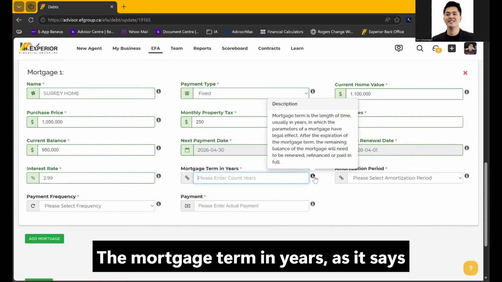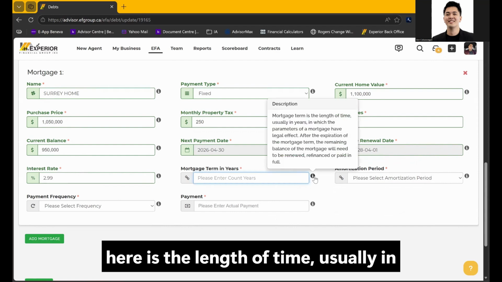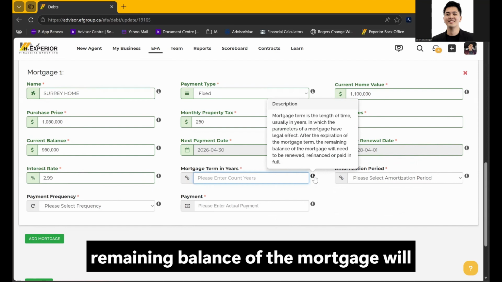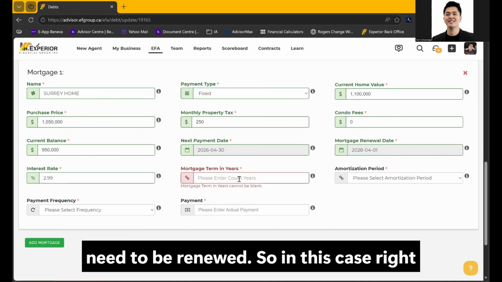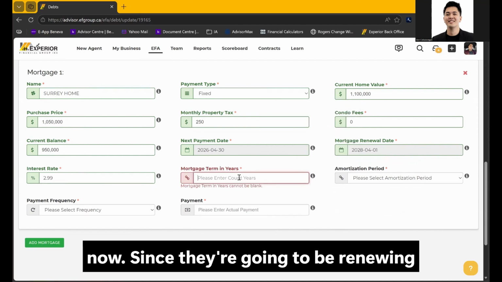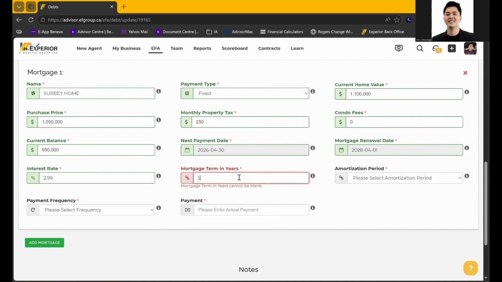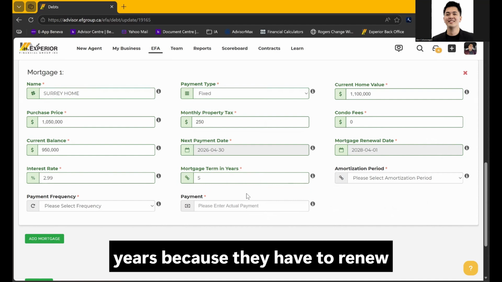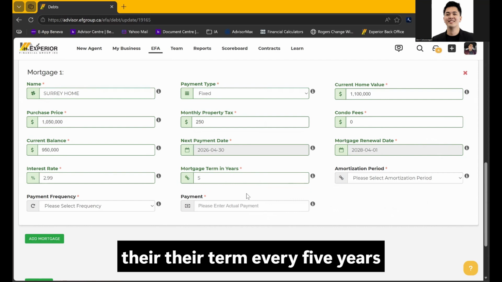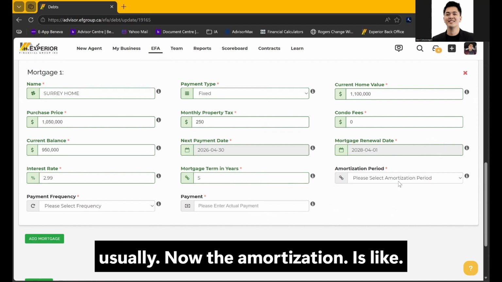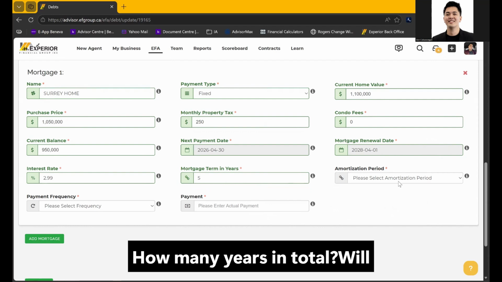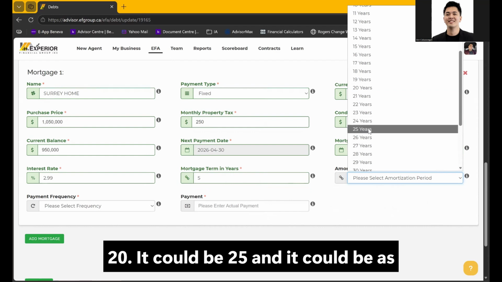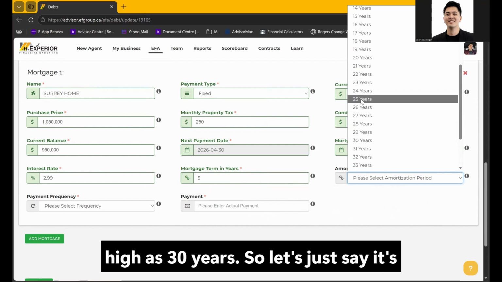Go to mortgage term in years. The mortgage term in years, as it says here, is the length of time, usually in years, in which the parameters of a mortgage have legal effect. After the expiration of the mortgage term, the remaining balance of the mortgage will need to be renewed. So in this case, right now, since they're going to be renewing in 2 years, the mortgage term is usually 5 years because they have to renew their term every 5 years, usually. Now the amortization period is like how many years in total will they be paying it? The average is around 20. It could be 25 and it could be as high as 30 years. So let's just say it's 25 years.